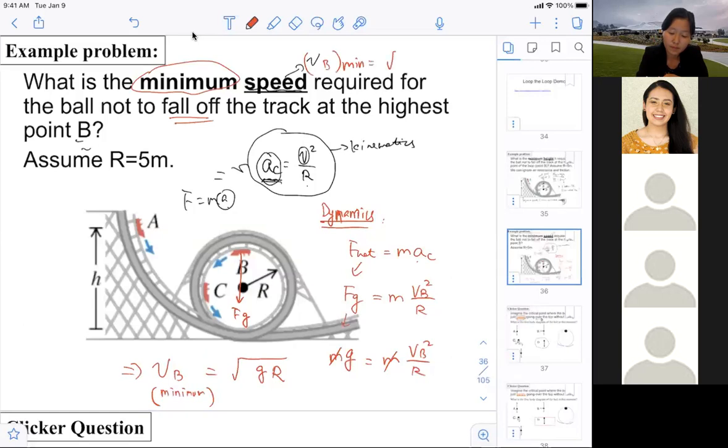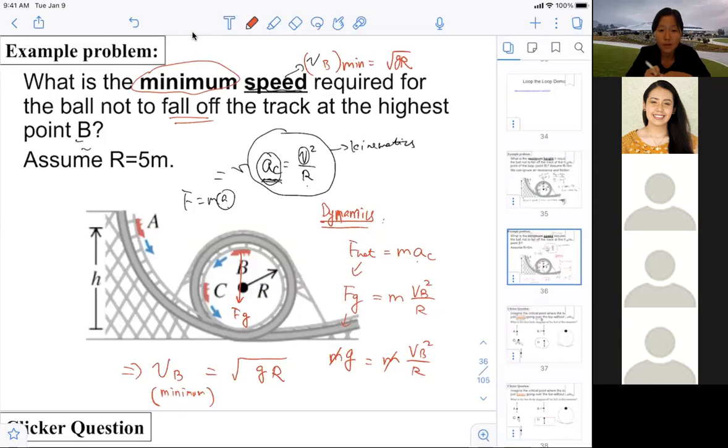I'm just a little bit confused on why the normal force would be zero for this particular problem. For the minimum speed, meaning that any speed lower than this, it's definitely going to fall out. It's the minimum speed required for it to barely make it over. When you fall off, normally the ball is touching the track, but when it's falling off, it's no longer touching the track. So if it's not touching the track, then normal force would be zero. Does that make sense? Okay, right.